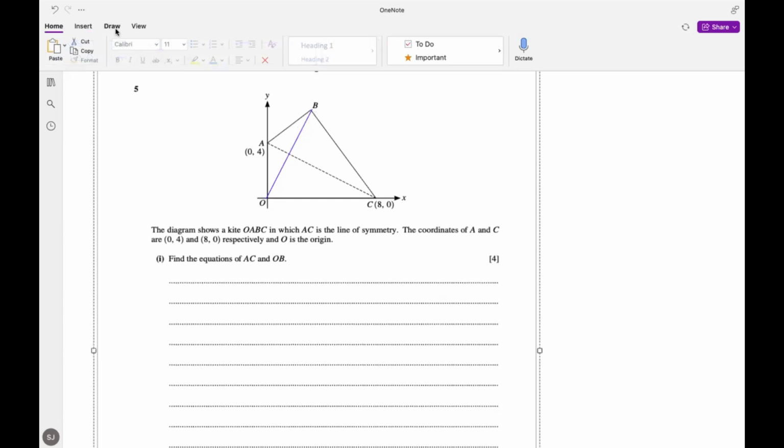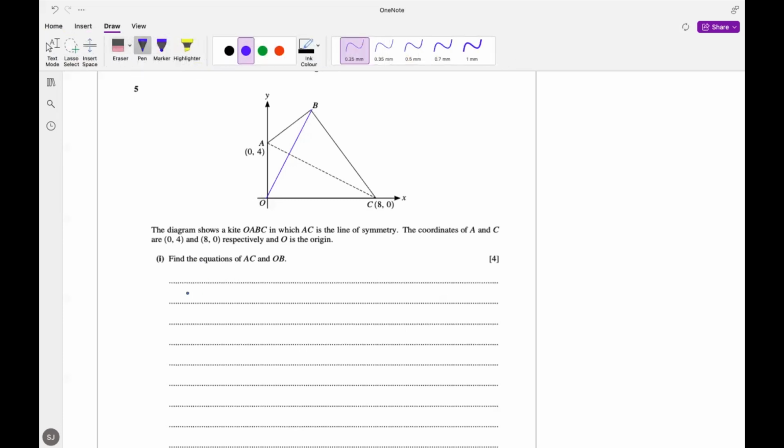Now the gradient of AC will be y2 minus y1. So we can write it as 0 minus 4 divided by 8 minus 0. So this will be minus 4 upon 8, which equals minus 1 upon 2.